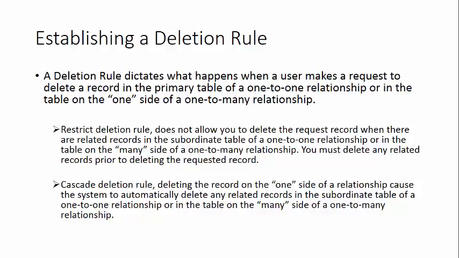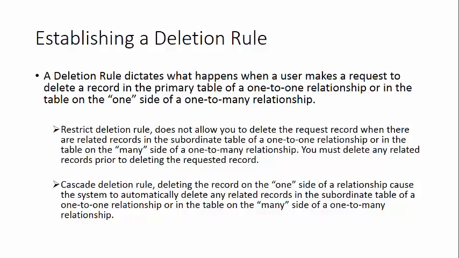So a deletion rule dictates what happens when a user makes a request to delete a record in a primary table of a one-to-one relationship, or in the table on the one side of the one-to-many relationship. And there are two different kinds of deletion rules we can use when we are at the primary table on the one-to-one relationship or the one side of the one-to-many relationship. The first one is the restricted deletion rule.